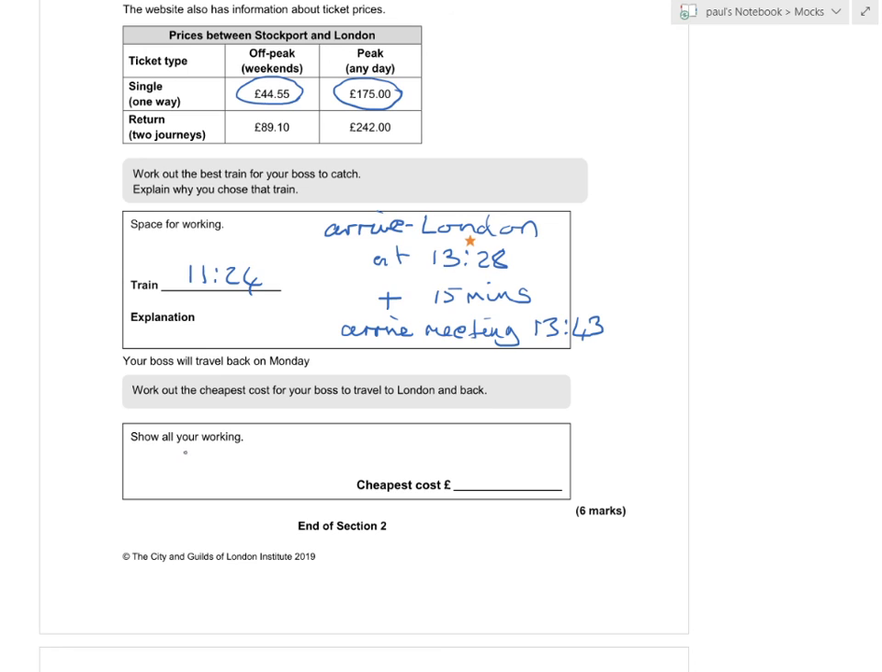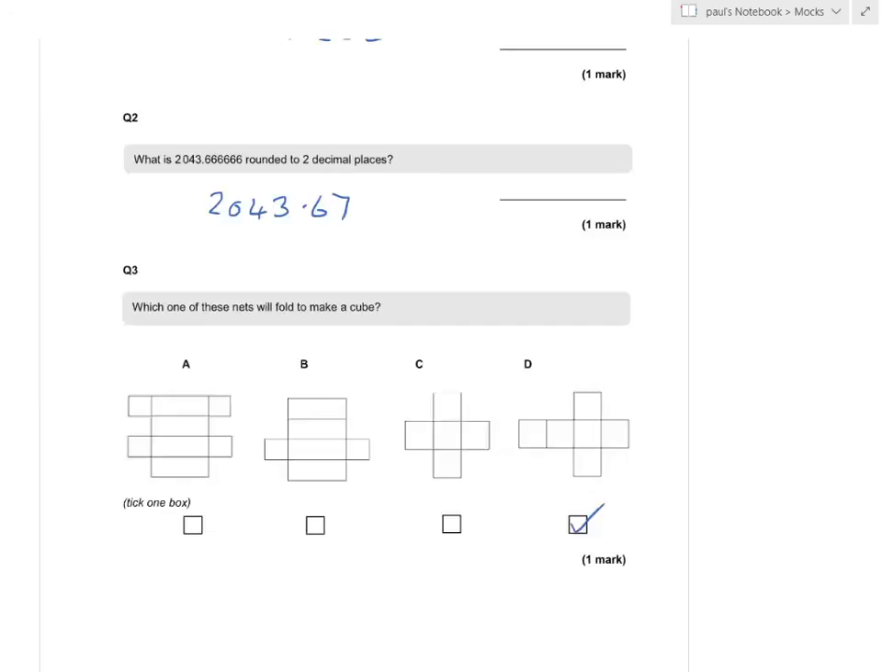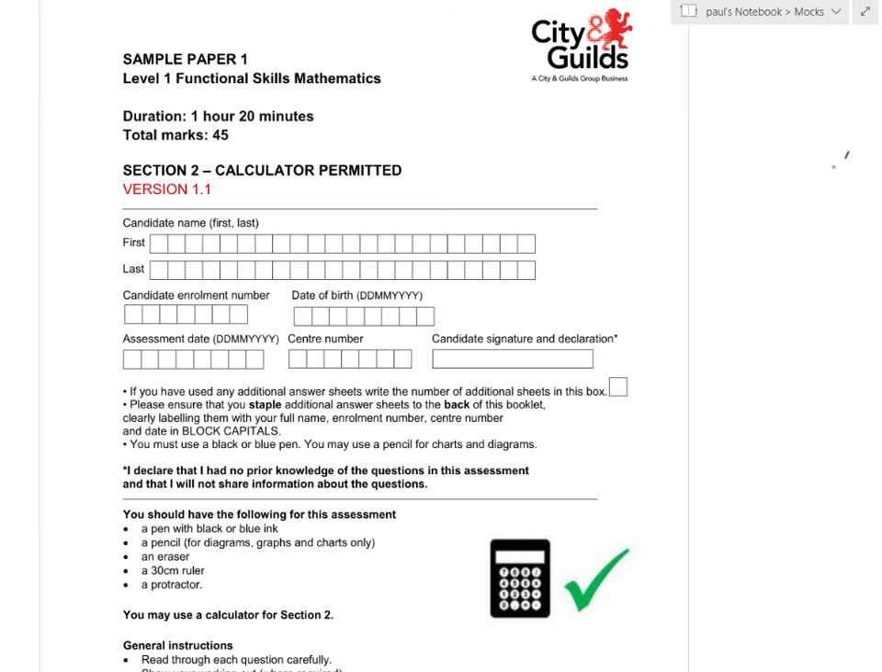So it's going to be 44.55 plus 175.00, which equals 219.55. That's expensive, isn't it, on the train? End of section 2. Right, okay, so let's go back to there.